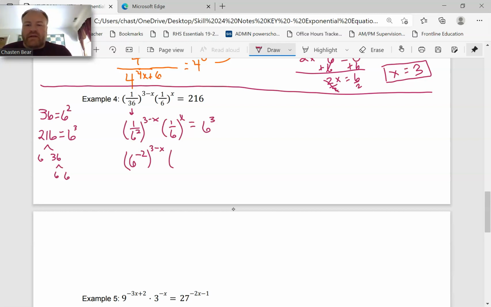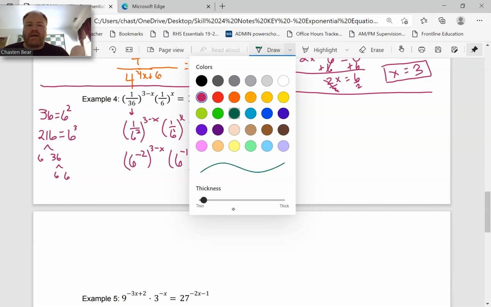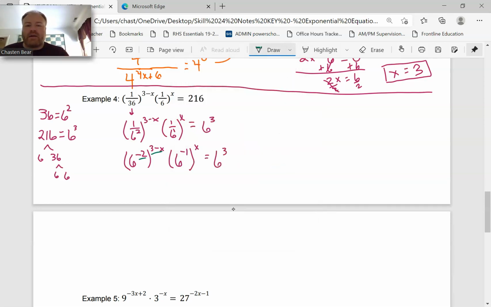This 1 over 6, think of that as 1 over 6 to the first, so that'll be 6 to the negative 1. And now we've achieved getting everything written with a base of 6. So now we're going to apply our power to a power property. So I'm going to distribute here.